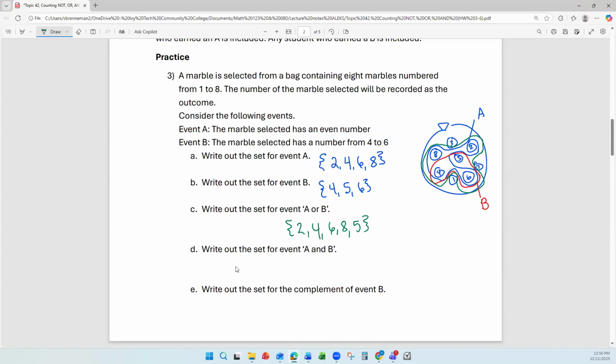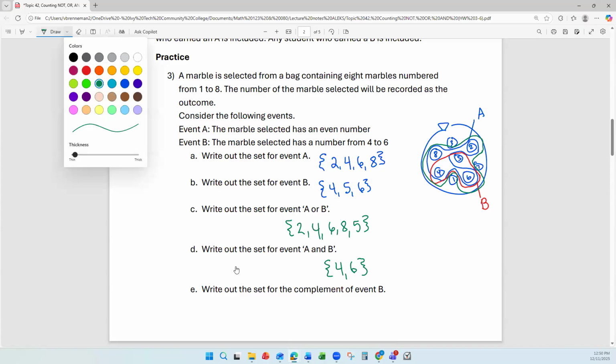8 is there. For A and B, that's going to be just the overlap. So it has to be in A and it has to be in B. So that would be 4 and 6. So A and B is the overlap.